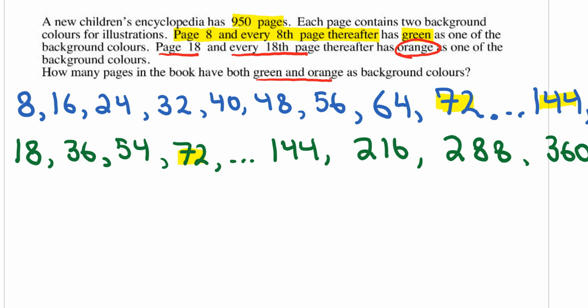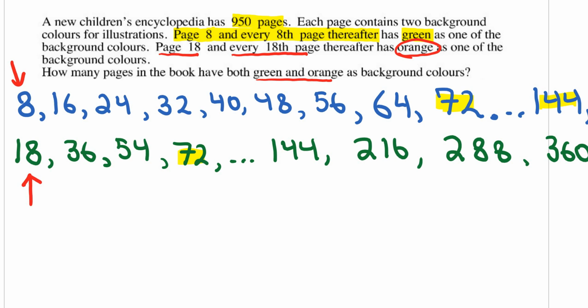Okay, so this is another application of least common multiples. The question is pretty much stating that every 8th page and every multiple of 8 has a green color, and on the 18th page, and every multiple of 18, we have orange as a color. Basically, we want to find out how many pages in the book have both green and orange as background colors.